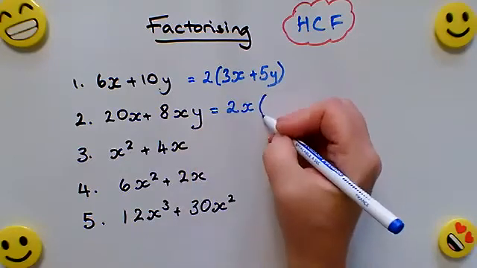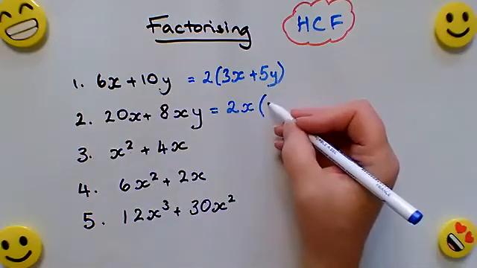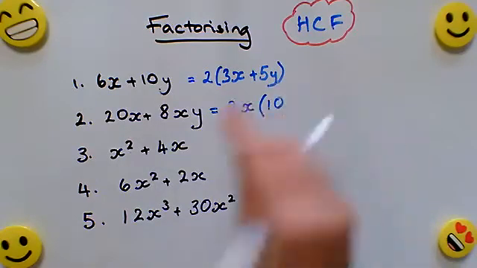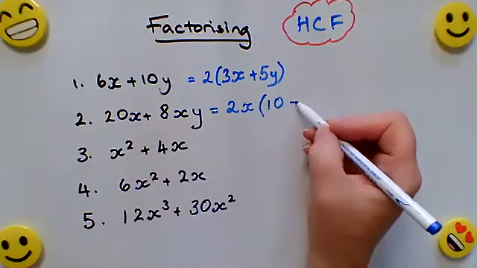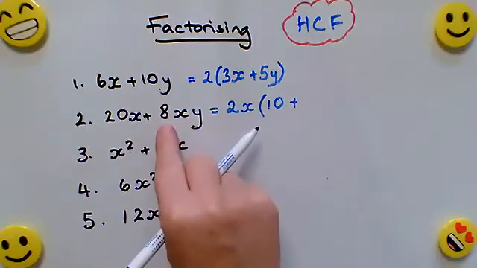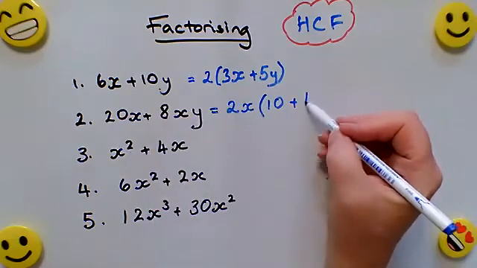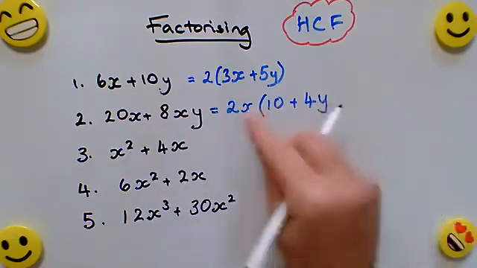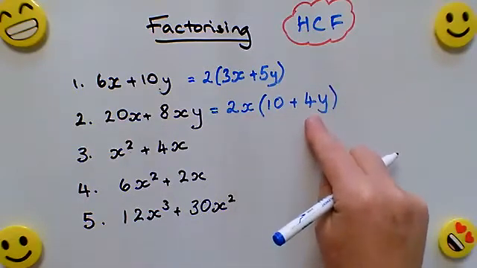So inside the bracket, I want 2x times something to give me 20x. So that would be 10. I've already got the x outside. For the second part here, I want 2x times something to give me 8xy. So that will be 2 lots of 4y. I've already got the x outside the bracket. So when I expand this, I would get 8xy.